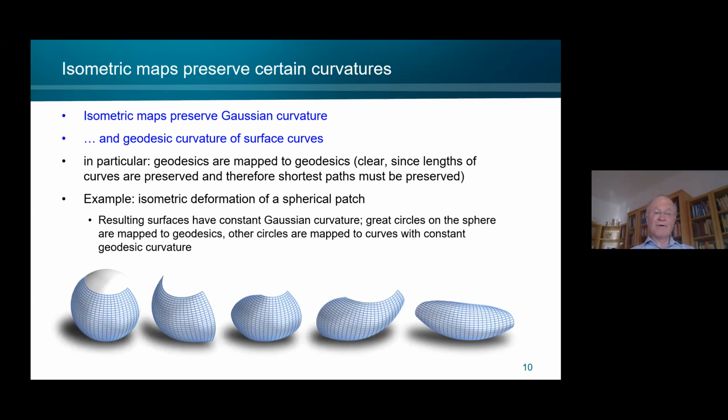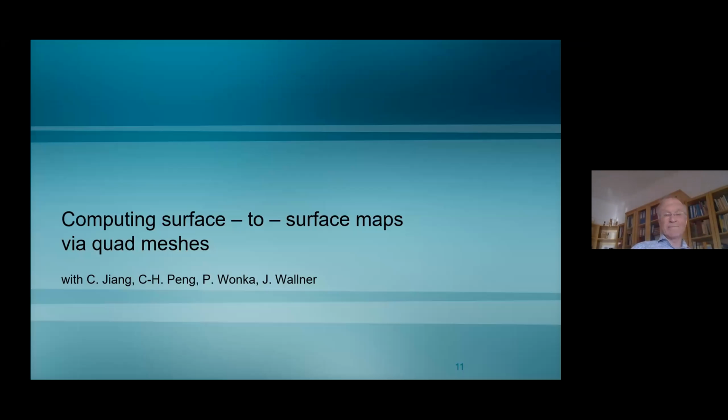If we now perform isometric deformations of such a patch, shown here on the right, we can say these are all representing surfaces of constant Gaussian curvature. One family of curves, those ones here, are geodesic, shortest paths, and the other ones have constant geodesic curvature.